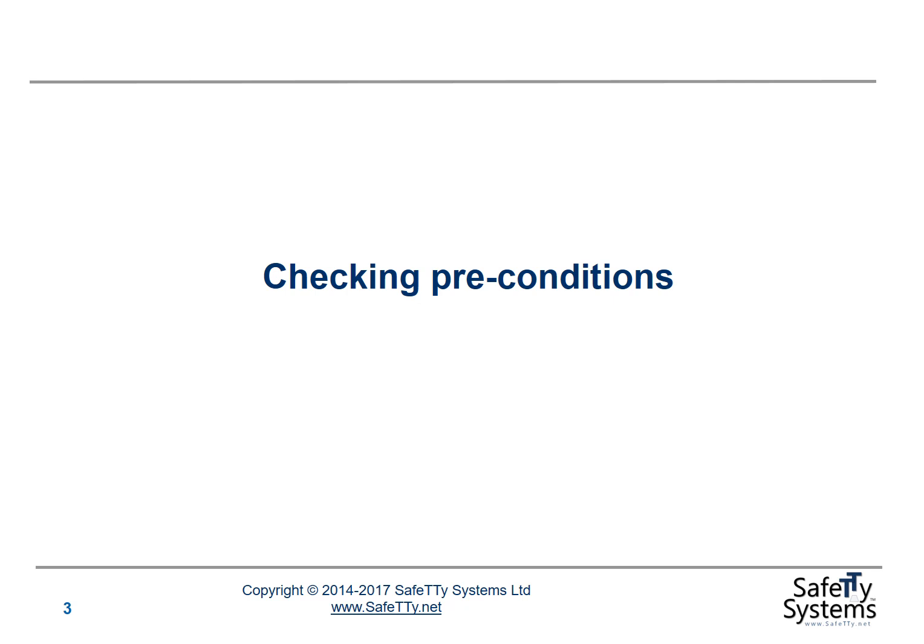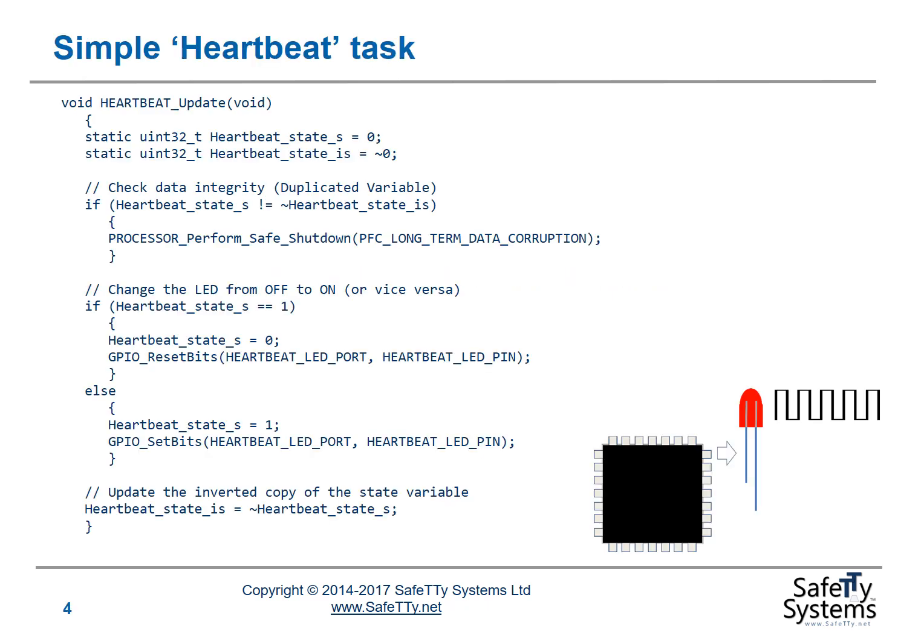First thing we're going to consider is the process of checking preconditions. Here's a simple example. We have a heartbeat task and we include in it a duplicated variable. As we discussed in the previous video, we check the integrity of the duplicated variable. If there's a problem with this duplicated variable, then we force a processor shutdown.